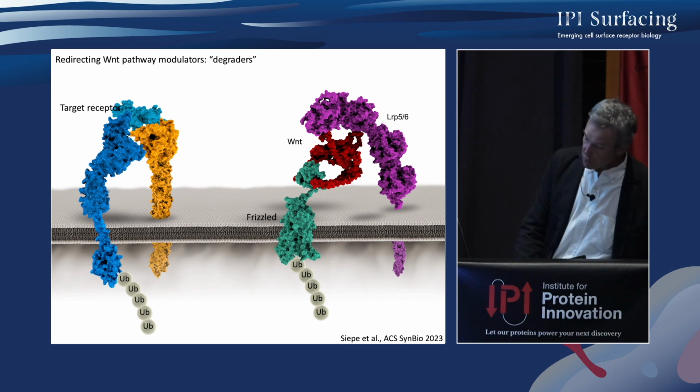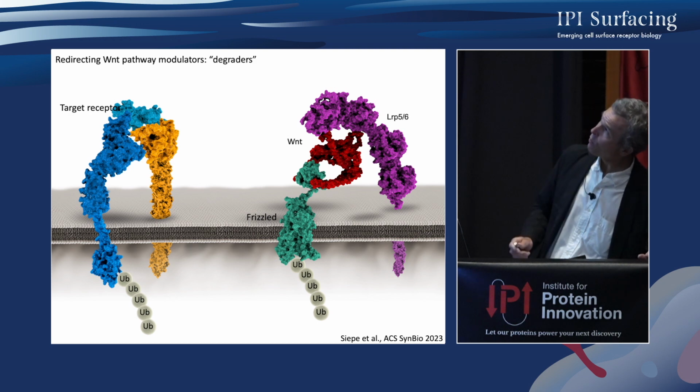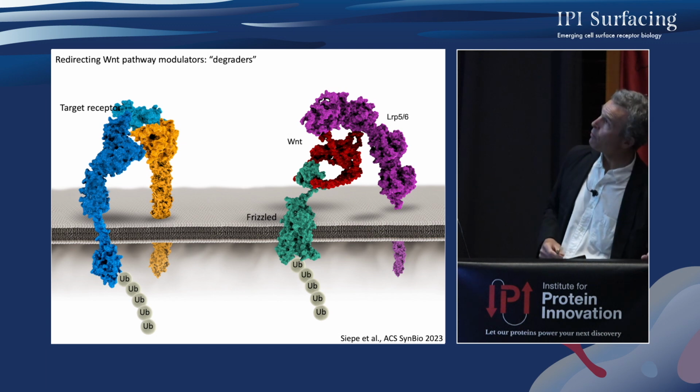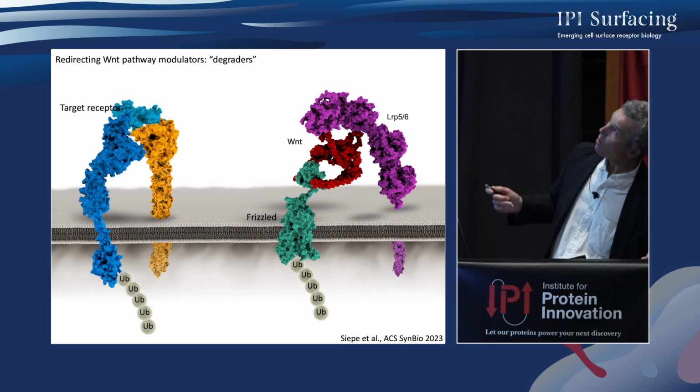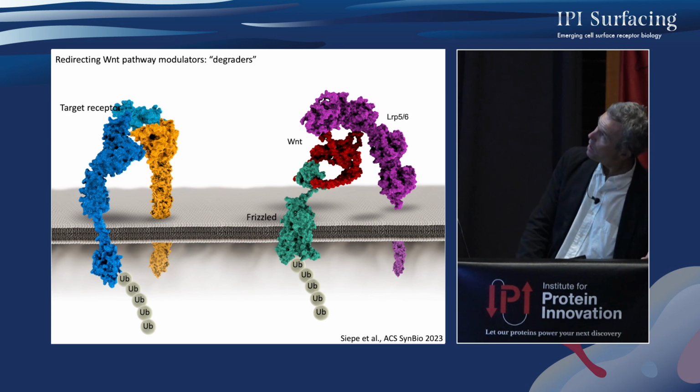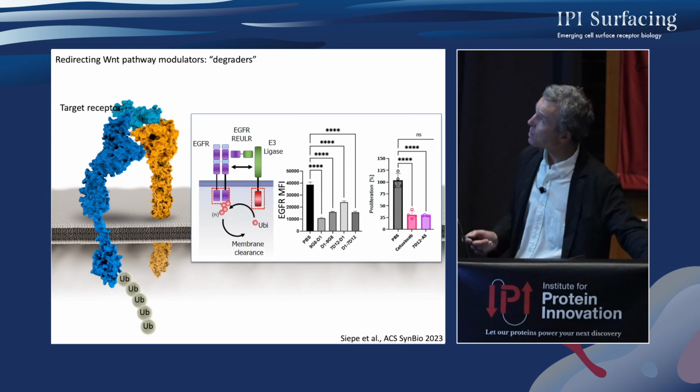So what we did was we took that natural example of R-spondin, and we've created molecules that can ligate E3 ubiquitin ligases to any target receptor and degrade it or lower its expression levels off the cell membrane. We call those degraders, and other people like Jim Wells and others have also published papers in this space. This is showing you an example of what this looks like.